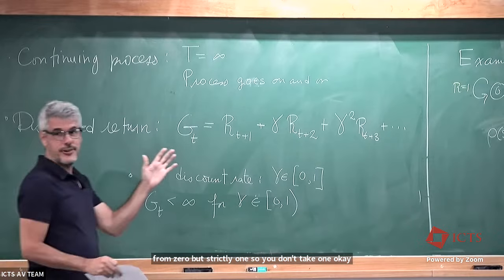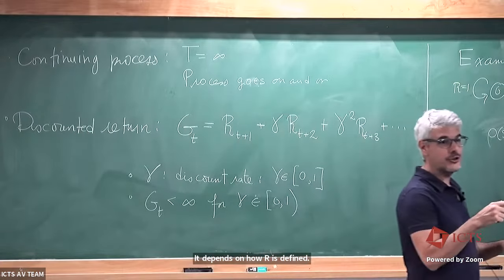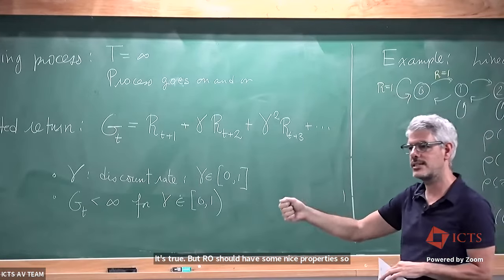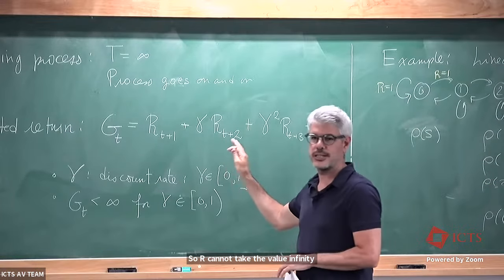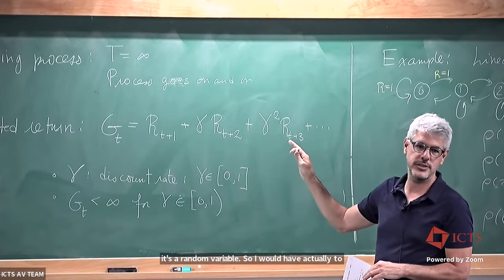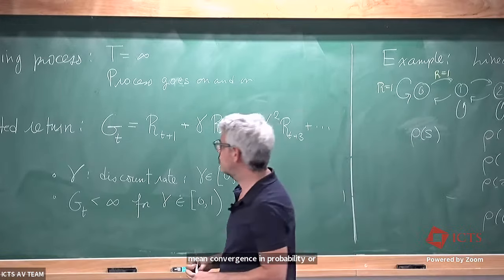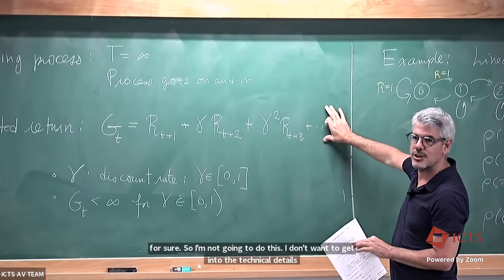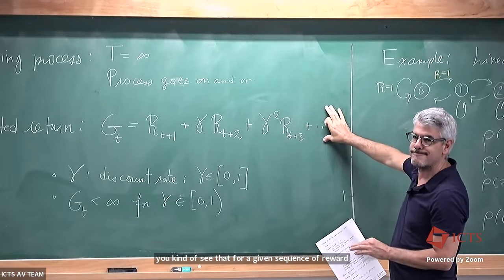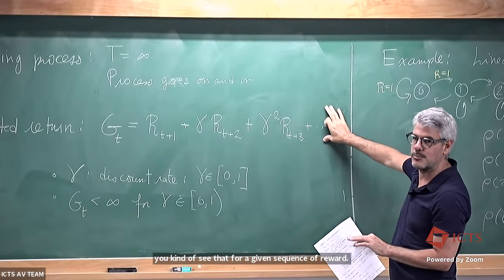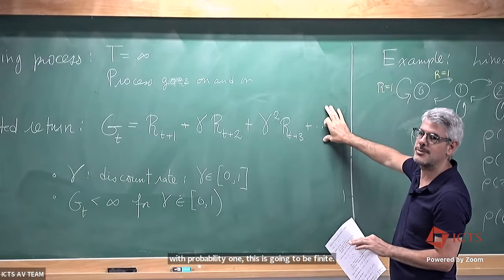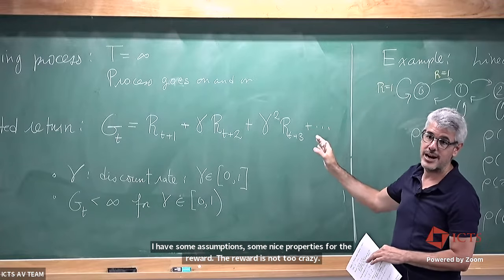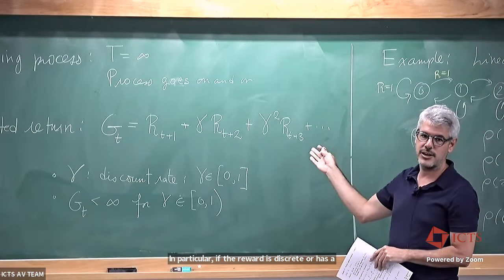It depends on how R is defined. It's true. Okay, but R should have some nice properties, so that there's no assignment to infinity, so R cannot take the value infinity. It's a random variable, so I would have actually to discuss what I mean by convergence, because do I mean convergence in probability or convergence for sure? I'm not going to do this. I don't want to get into the technical details. You kind of see that, for a given sequence of rewards, with probability 1, this is going to be finite, provided I have some nice properties for the reward. The reward is not too crazy. In particular, if the reward is discrete or has a finite value or finite support, this is finite for sure.